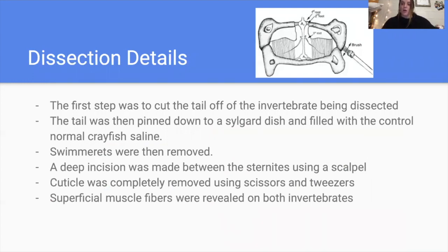Now, this is a longer process as an incision is made along the bottom, being careful not to cut any of the superficial muscle fibers, and the cuticle does have several layers to cut through, so this can be a tedious process in order to preserve the muscle fibers used in the experiment. The superficial muscle fibers that were used were revealed on both invertebrates in order to use the microelectrode to measure resting membrane potential.